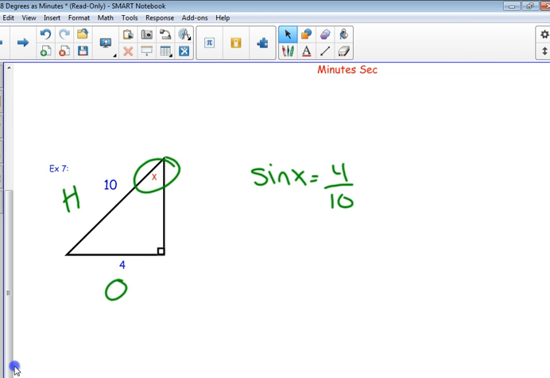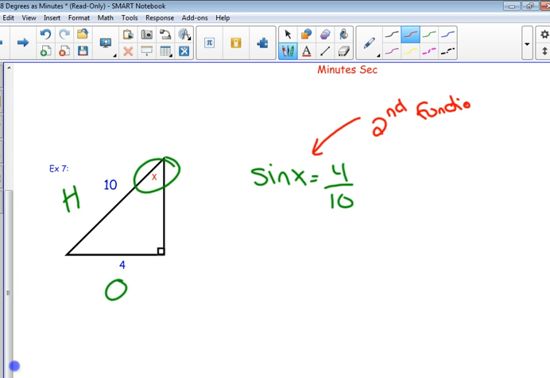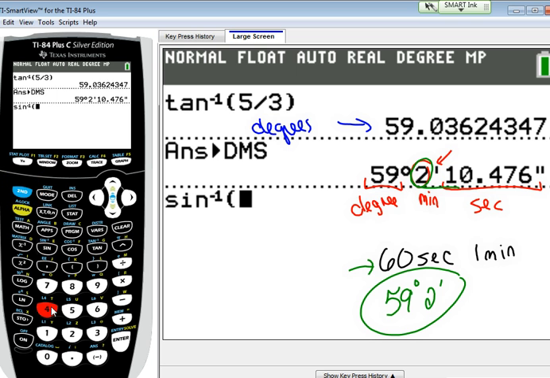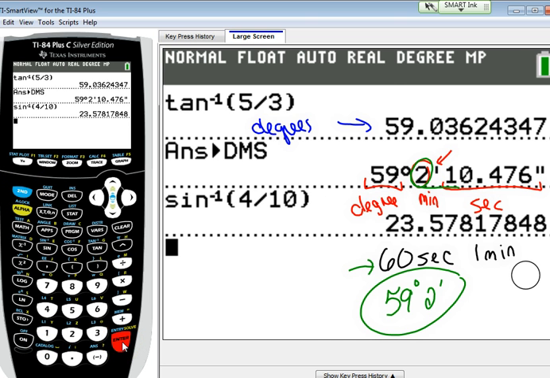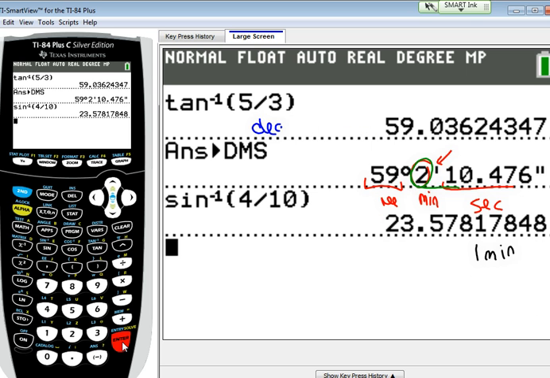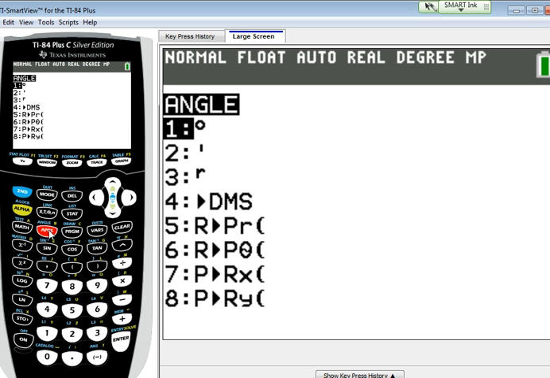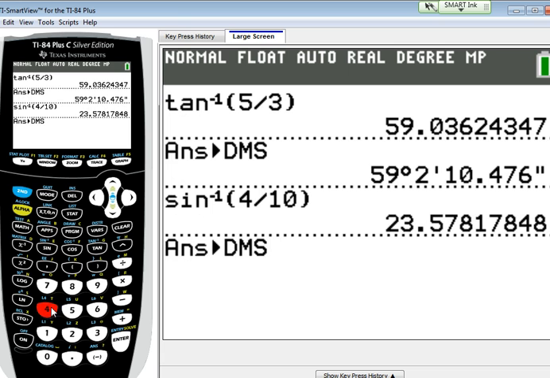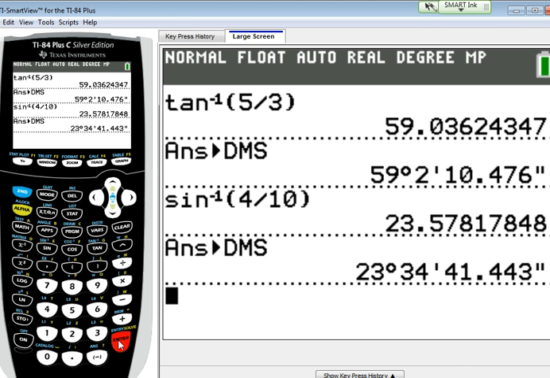Okay, so we have to use our second function key now to get your degree. Alright, let's see what we got. Second sine 4 over 10. Alright, did you guys hopefully get this? 23.57, all that stuff. Now remember, this is just in degrees, so if they ask you something about minutes, you need to go to second F, go to choice 4, where it's the DMS button, and put it in. Okay, this is a good example.